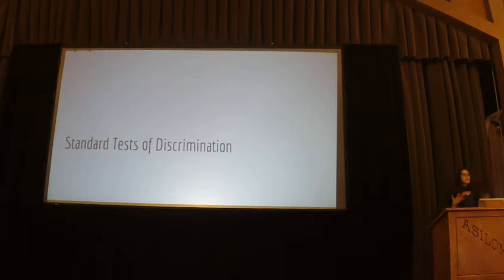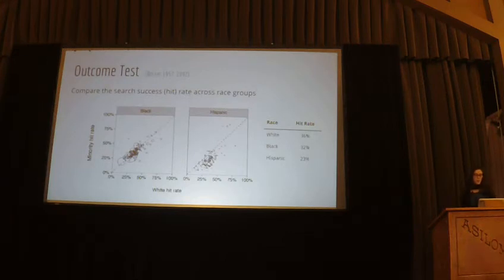Okay, in order to understand what the threshold test is doing, I'm first going to briefly go over a standard test of discrimination and show you how it can fail. The most widely used test today is known as the outcome test, which was proposed all the way back in 1957. The test compares search success rates, or hit rates, across different race groups. So the idea here being that if searches of minorities systematically turn up less contraband than searches of whites, this is suggestive that officers might be applying a double standard, searching minorities on the basis of less evidence than whites.